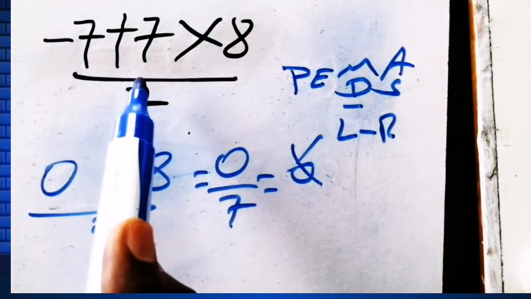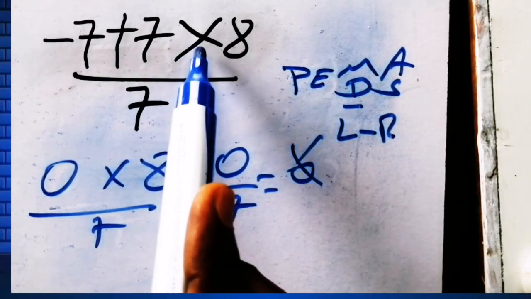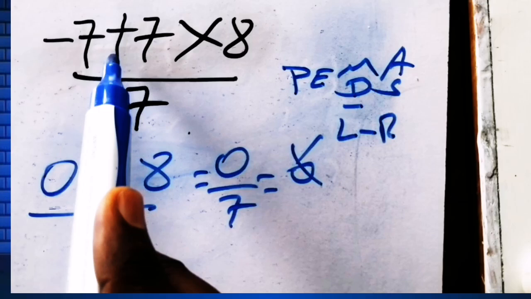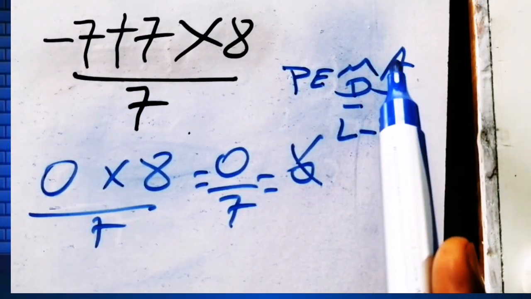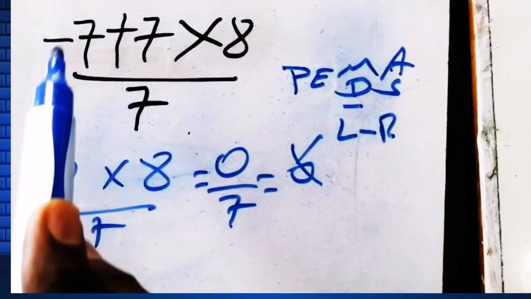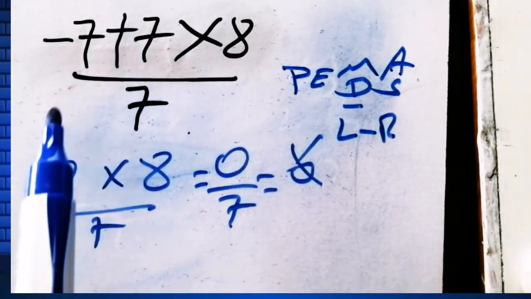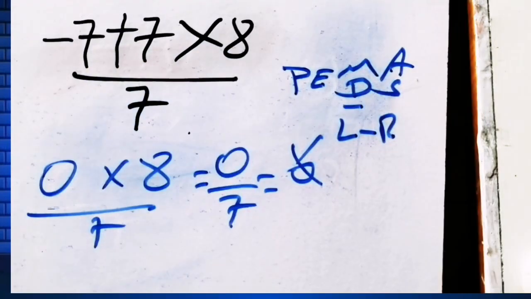In this expression, in the numerator, there is one addition and one multiplication. Therefore, this multiplication has higher priority than this addition because multiplication comes before addition. Okay. Therefore, according to PEMDAS, first we have to do this multiplication and finally this addition. If we do this addition before this multiplication, it is wrong.